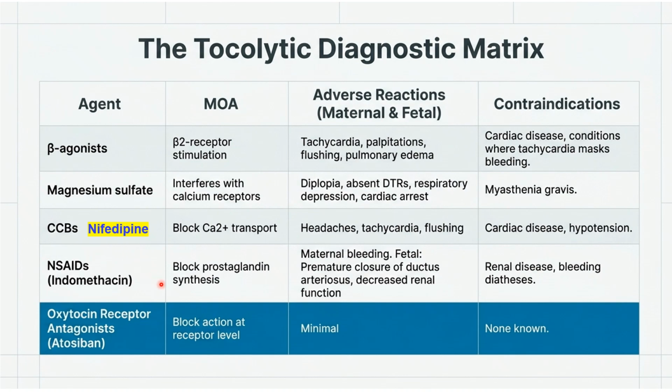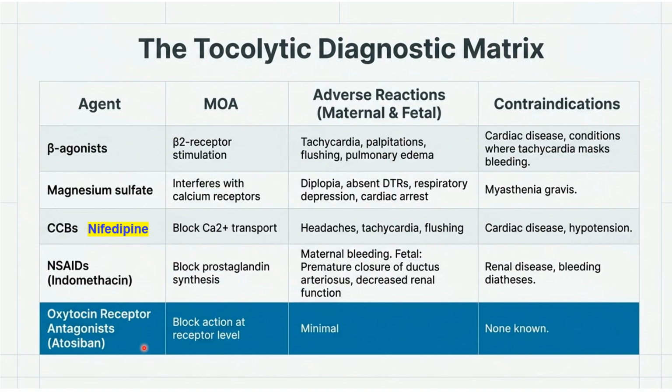The non-steroidal anti-inflammatory drug indomethacin will block prostaglandin synthesis, but it can lead to adverse effects of maternal bleeding and effects on the fetus. It can lead to premature closure of the ductus arteriosus and decreased fetal renal function.